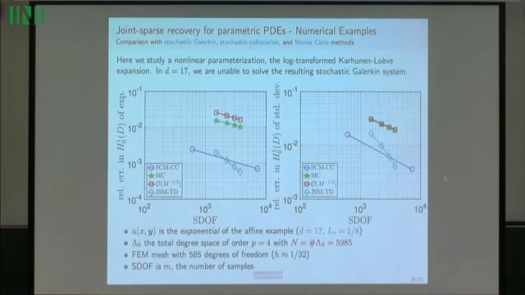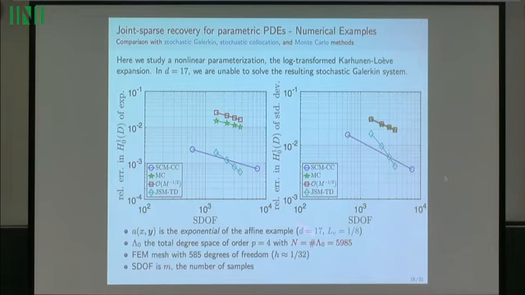Okay, this one is a plot of a nonlinear parameterization, the log transform KL expansion in 17 dimensions. Unfortunately, I'm unable to give a comparison with the stochastic Galerkin system because I can't solve this problem with my solver. That could just be due to implementation errors. Maybe there's a more efficient way of implementing this, but I simply couldn't solve that problem with the Galerkin method.